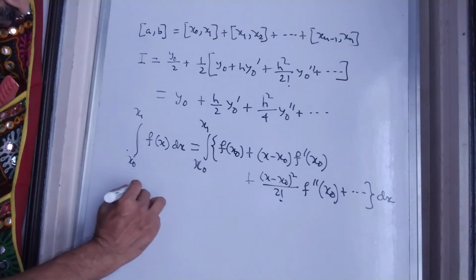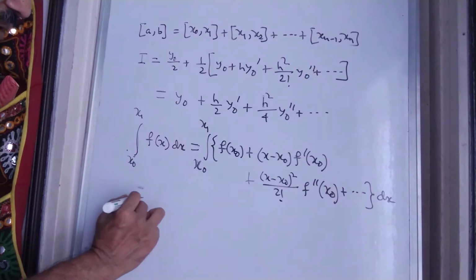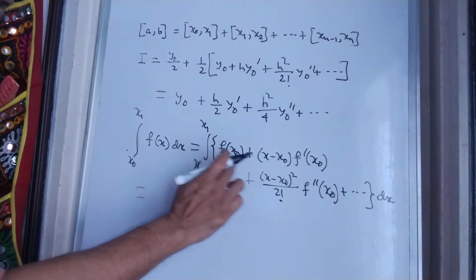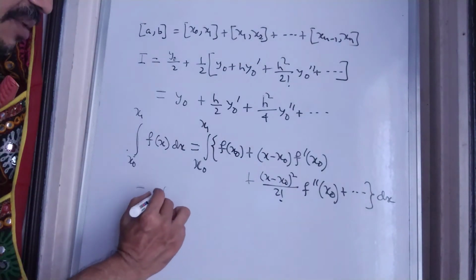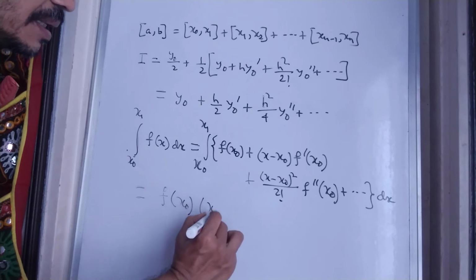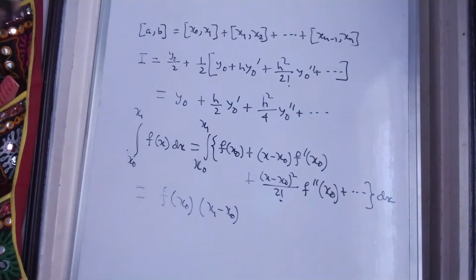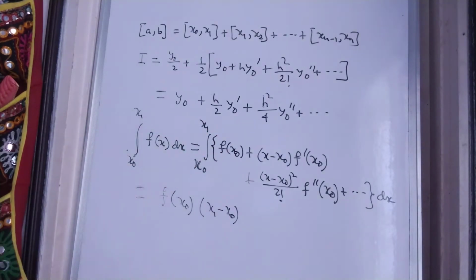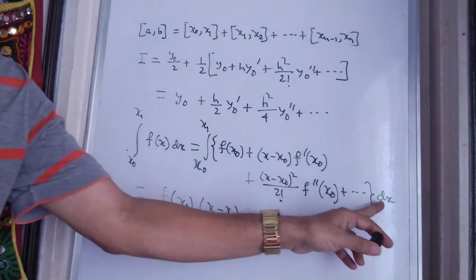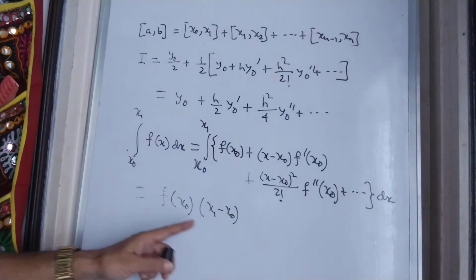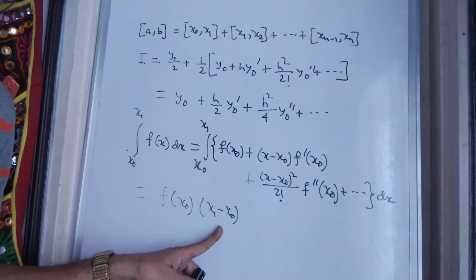Then if we integrate it term by term, just see what is the first term. First term is f(x0) dx. So it becomes f(x0) into (x1 minus x0). Isn't it so? Since f(x0) is constant, it comes to the left hand side of the integral, and when dx is integrated from x0 to x1, it becomes f(x0) into (x1 minus x0).